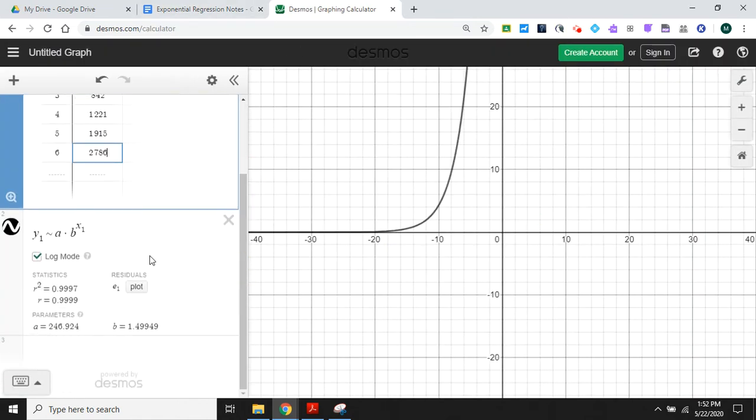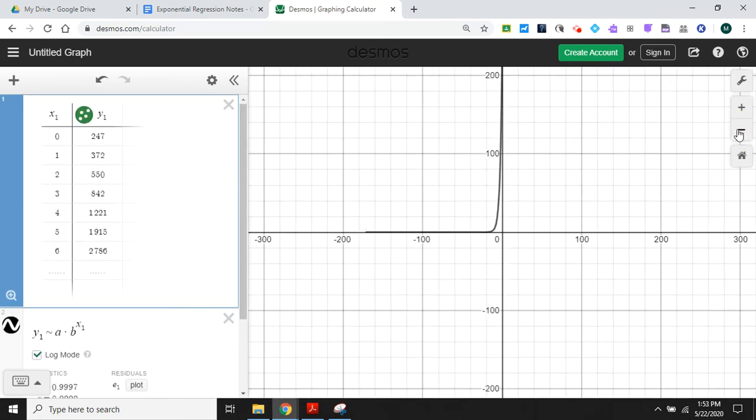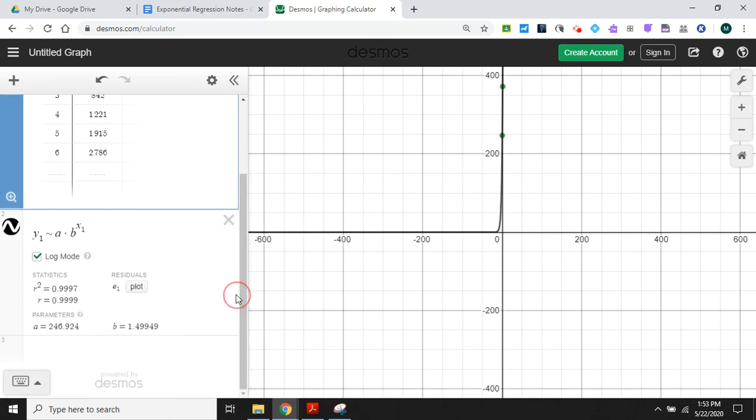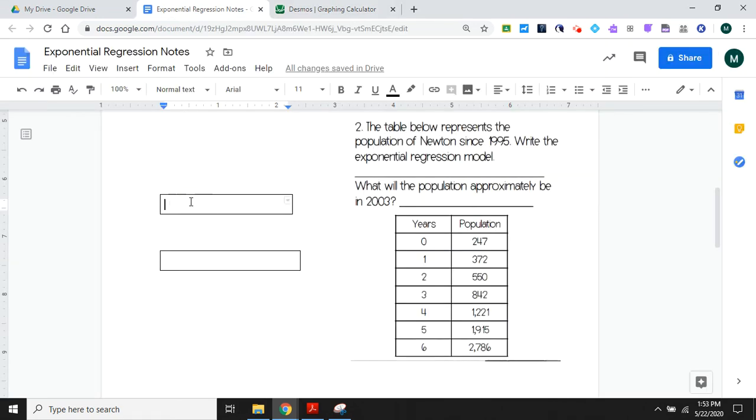Since I have everything still here, this was adjusting as we went. I can scroll out and you can see your points, and you can see that this is an exponential function and it matches up pretty well. Your r values are really close to 1, so it's a good model. So here our a is now 246.9 and the b is going to round to 1.5. So I'm going to pop that in here.